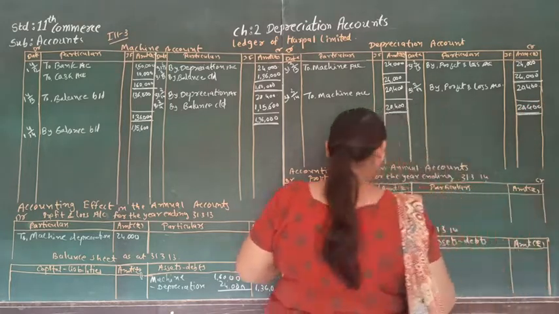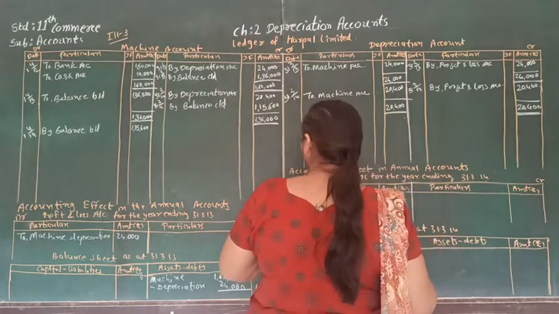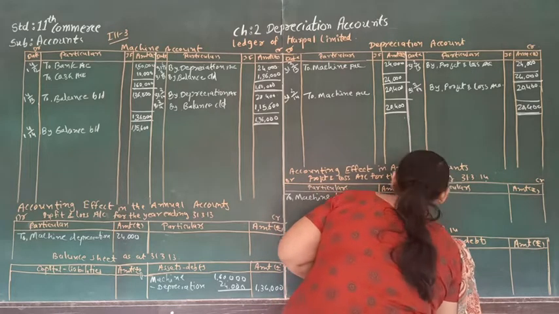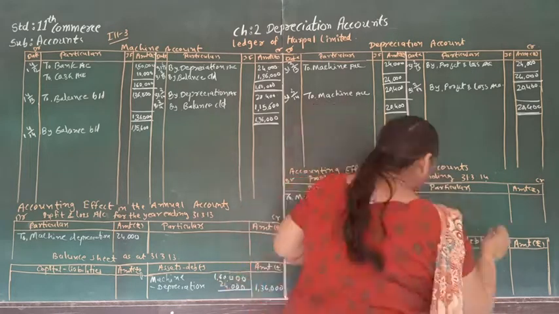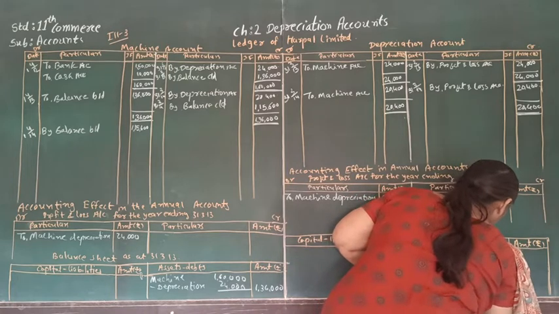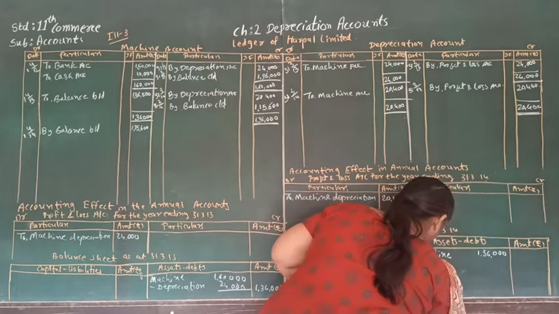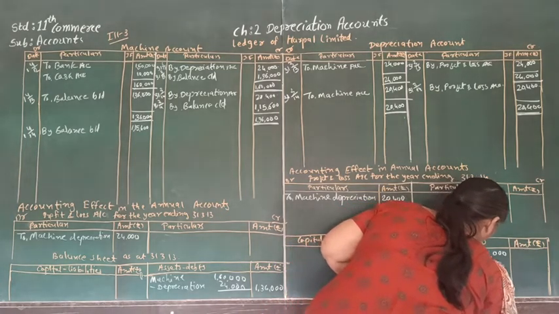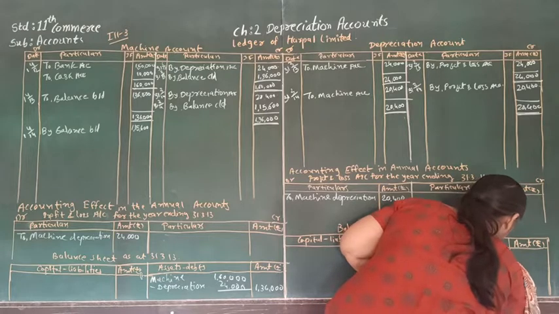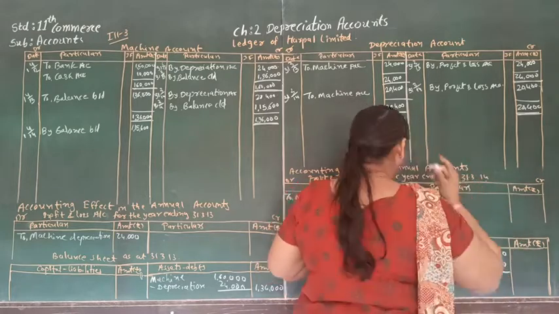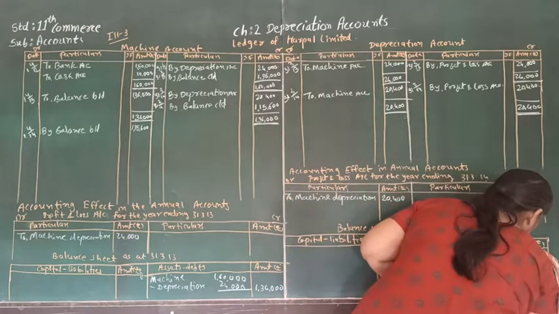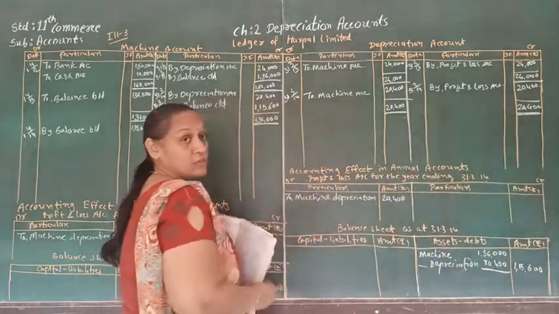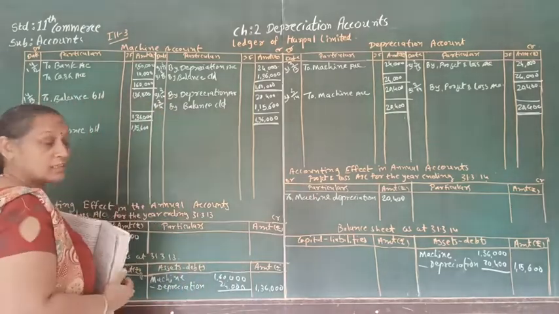Now let's show the same in a balance sheet. So machine, and the opening balance of the machine account was 1,36,000, and after depreciation the amount was 20,400, and after that the amount will be 1,15,600. So this was the accounting effect in the first 2 years. Now let's post for the third year.